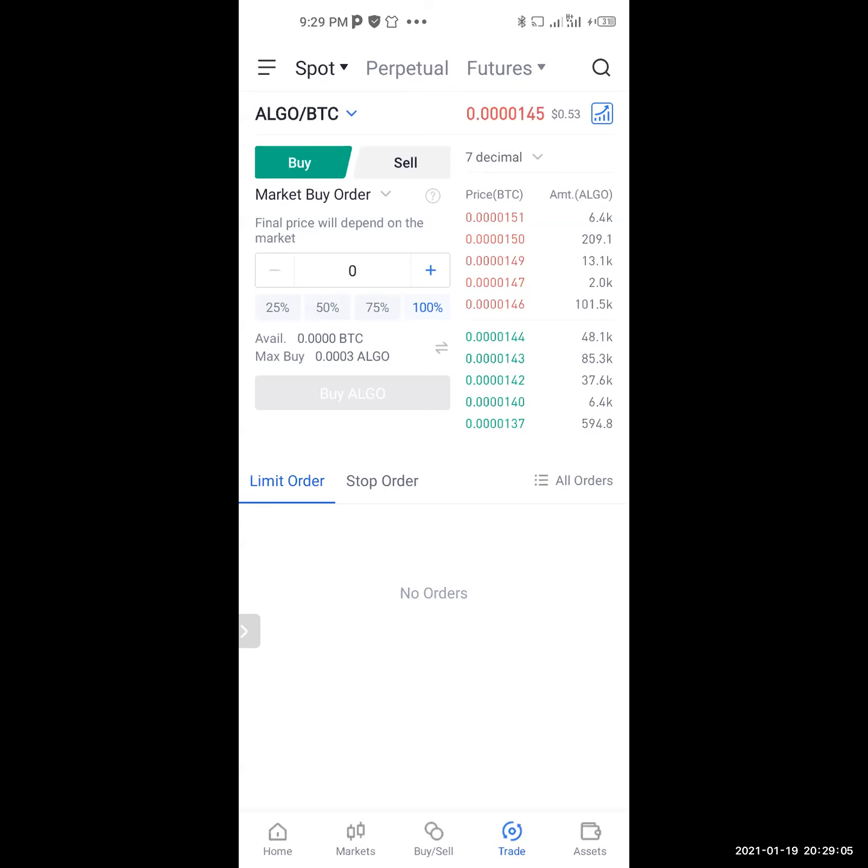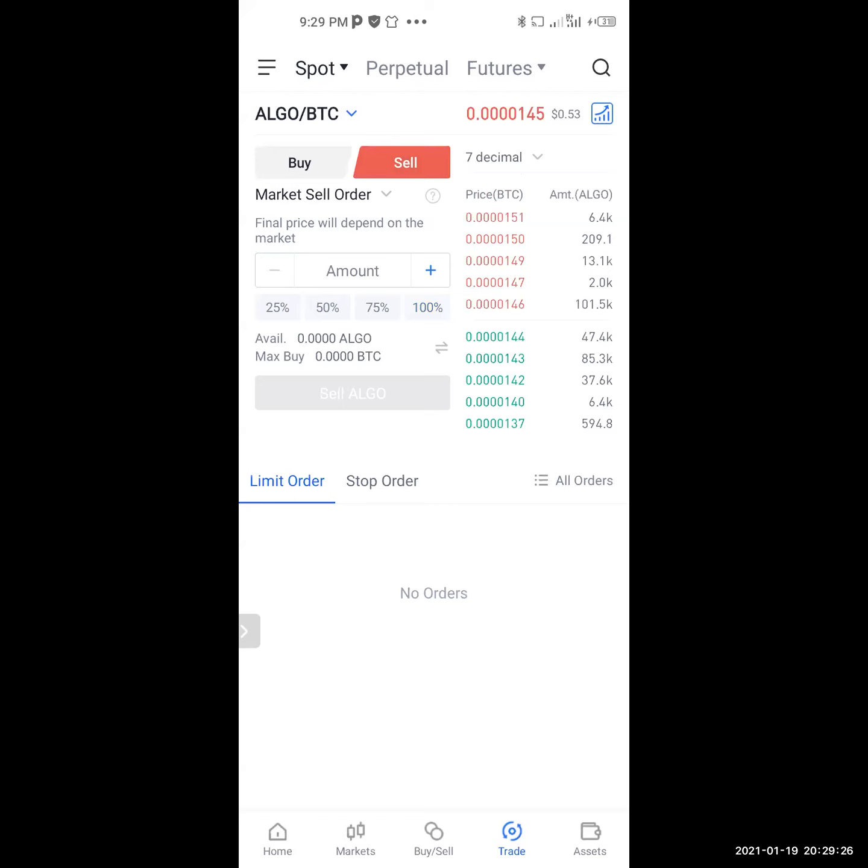You might use 50% of what you have in your balance, so you can buy this coin and be able to buy another coin. If you want to use everything, click 100%, and then click buy algo. When you click buy, it will buy the algo for you. Then, immediately after you've bought your algo, come back here and set your sell target.